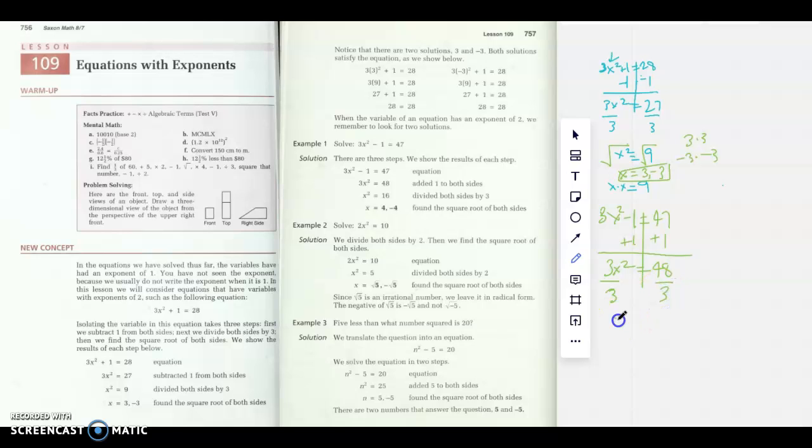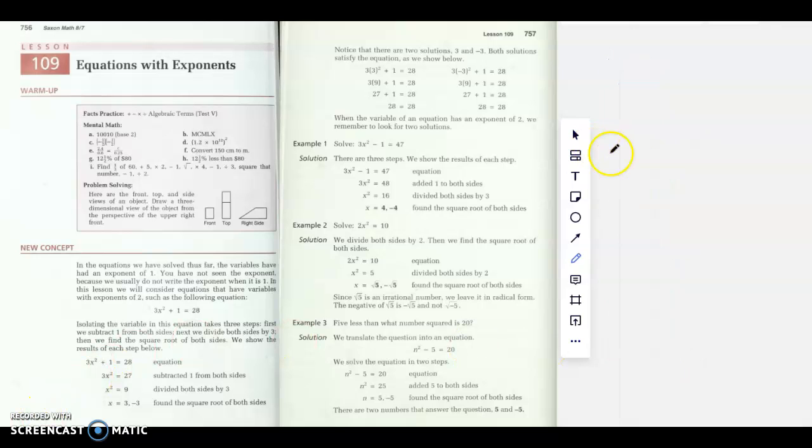And we get x squared is equal to 16, because 16 times 3 is 48. But we're not done yet because now we have an x squared and we need to have x isolated. So to undo that square, we're going to root both sides and we get x is equal to 4 and negative 4, because both 4 squared and negative 4 squared equal 16. So let's do the next example.